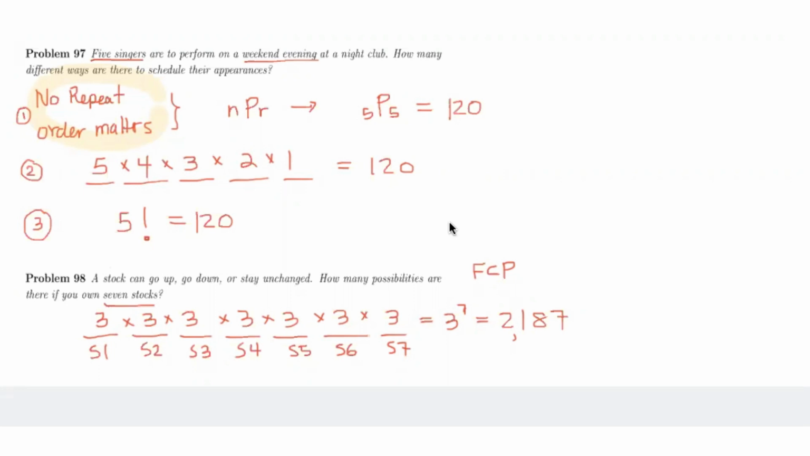It could be everybody can go up, everybody can go down. So it does need to allow repetition. You know what I mean? So every stock can go up, down, or stay unchanged. Which is really good. So you guys studied. All right, very good. Let's move to the next page.